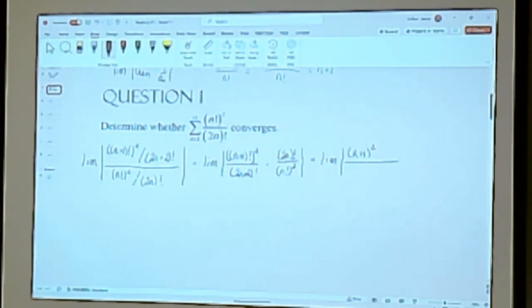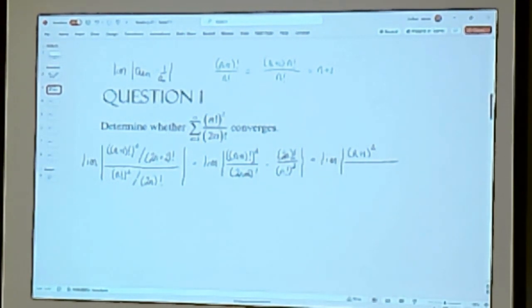Remember, how is factorial defined? It's the product of successive integers, right? It'd be 2n plus 2 times the integer before it, 2n plus 1, times the integer before that, which would be 2n, times the integer before that would be 2n minus 1. If you look at 2n and then all the integers before that, it would just be 2n factorial. Right, so 2n plus 2 factorial is 2n plus 2 times 2n plus 1 times 2n factorial. Now you have a 2n factorial over it.